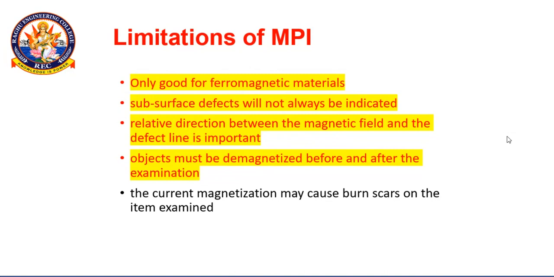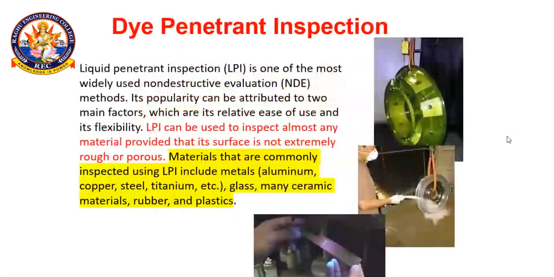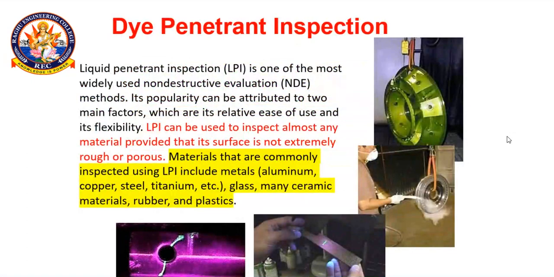So one of the important things we have to take care of is the demagnetization process. It is very, very important, and this also comes under the limitations of magnetic particle inspection. And next is another simple method to find out surface defects: the dye penetration testing.